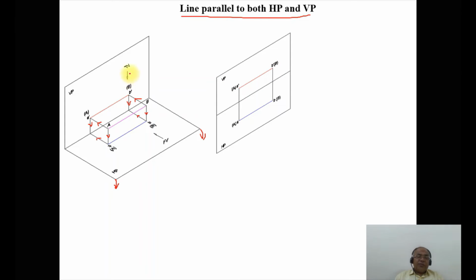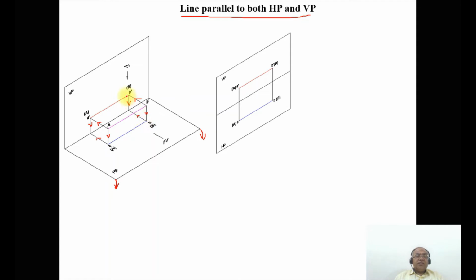Similarly, when you look from the top view, you can see the distance in front of VP. So when you see that capital AB is in front of VP by 30 mm or 50 mm, both the endpoints, capital A and capital B, are equidistant from the vertical plane. So if capital A is in front of VP by 50 mm, then capital B is also in front of VP by 50 mm. When that is projected here, it is going to fall on the horizontal plane here.